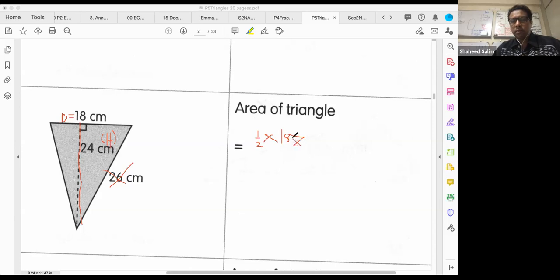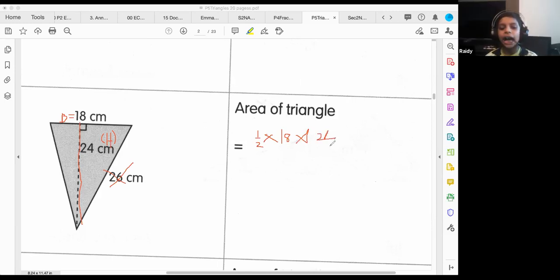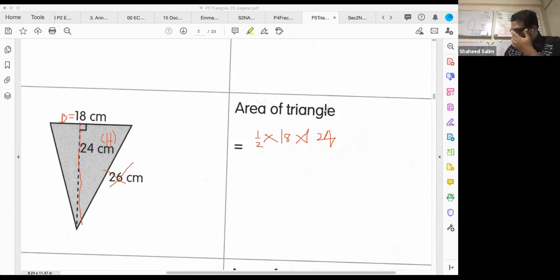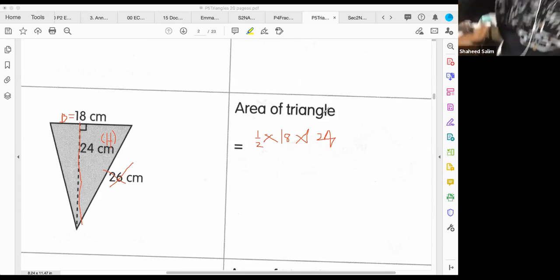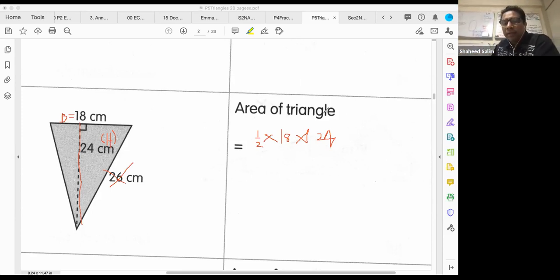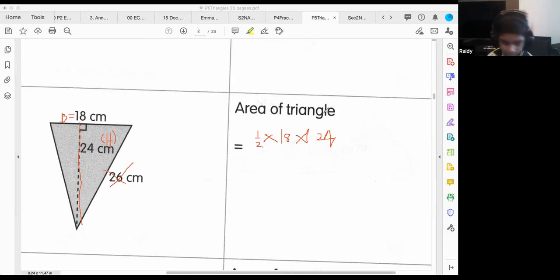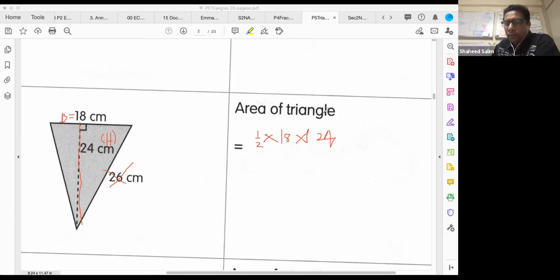Times 24. Found the answer. Okay, what's your answer? 216. Okay, you can use a calculator also if you want to, but I need you to understand how to do it. 216, yeah, working is correct. If you want to use your phone, no problem. 216 is the correct answer.